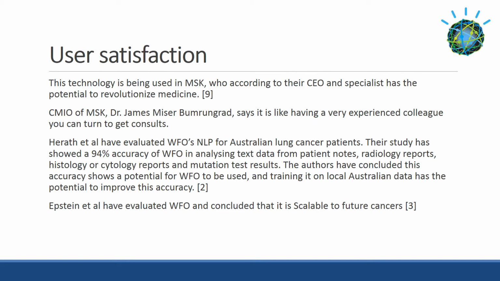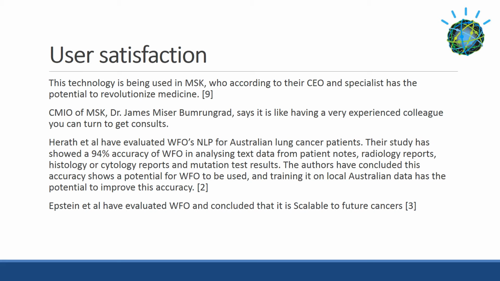In terms of user satisfaction, MSK currently uses their system, and according to their CEO, this has the potential to revolutionize medicine. Their CMIO also says that this is like having a very experienced colleague that you can turn on to get consults. Also, in the past couple of years, there's been a lot of literature in the American Journal of Oncology about evaluating Watson.